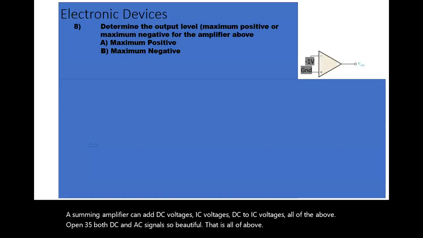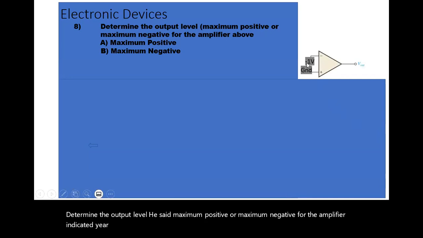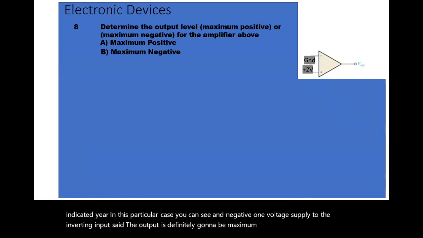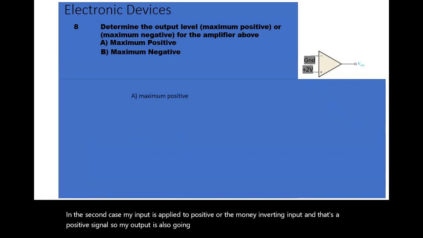Determine the output level. Is it maximum positive or maximum negative for the amplifier indicated here? In this particular case, you can see negative 1 volt is applied to the inverting input, so the output is definitely going to be maximum positive. In the second case, my input is applied to the positive or the non-inverting input, and that's a positive signal, so my output is also going to be maximum positive.